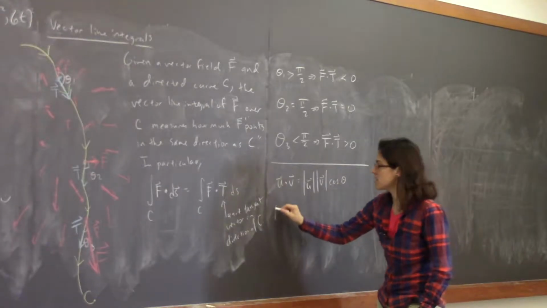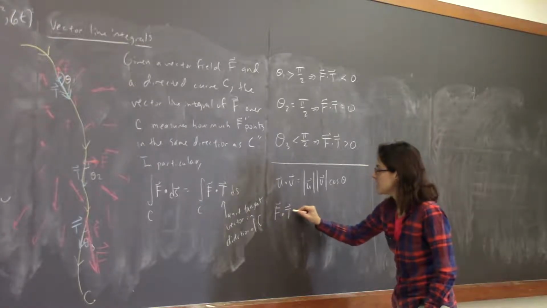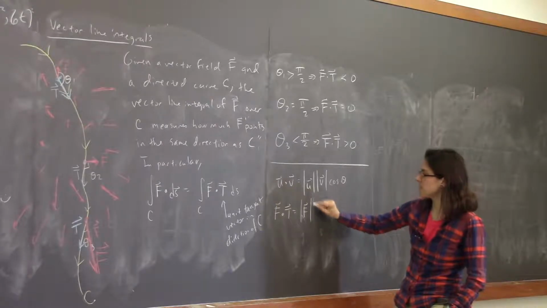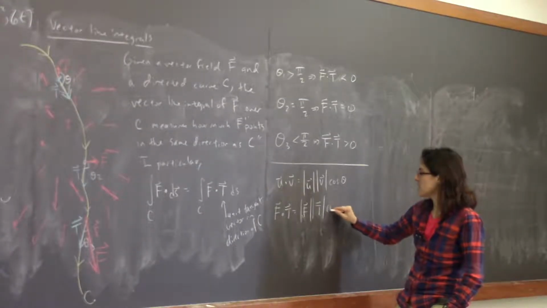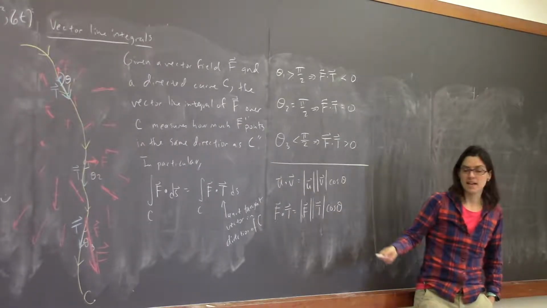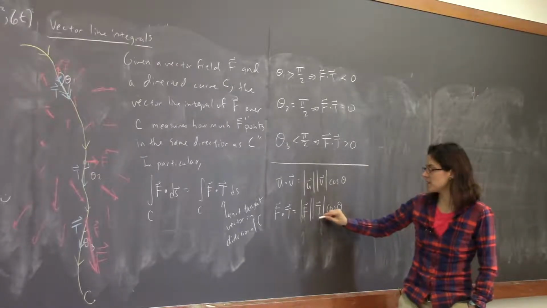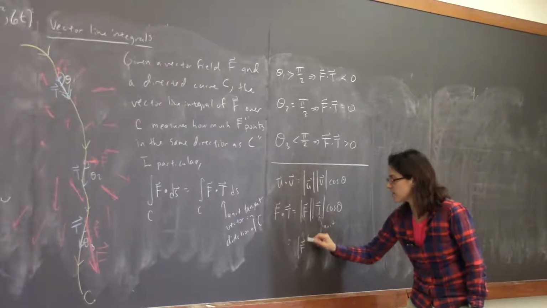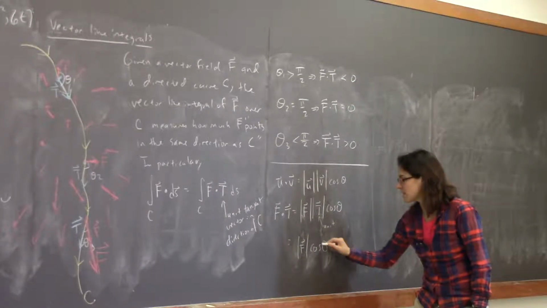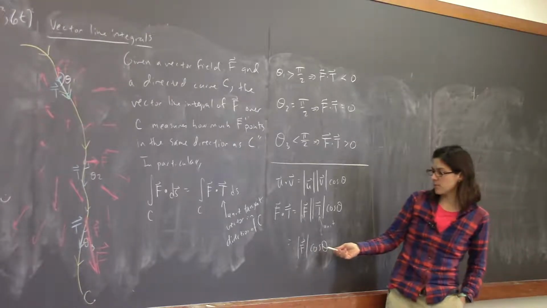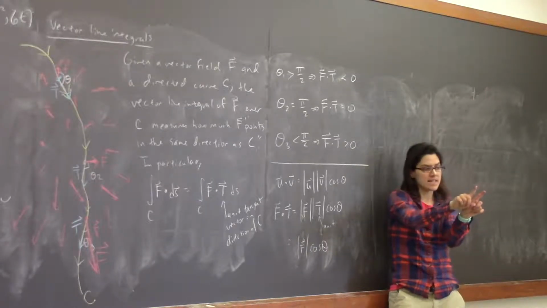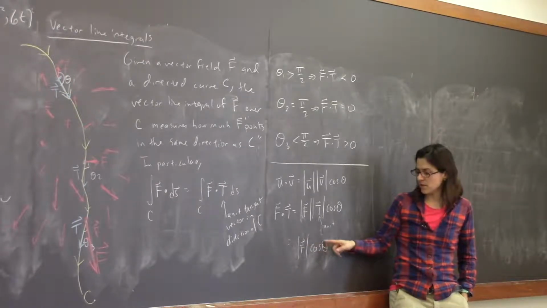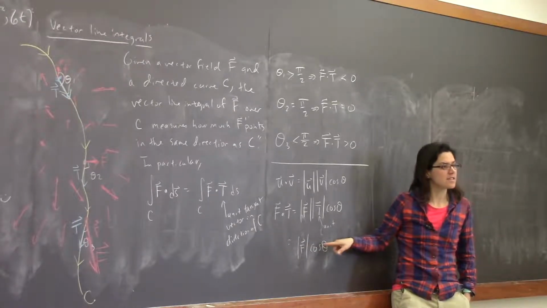So in our situation, we have F dot T. That's equal to the magnitude of the vector field vector times the magnitude of T times the cosine of the angle between them. And since our T is always a unit tangent vector, this is just the magnitude of the vector field vector times the cosine of the angle between them. So when the angle between them is between 0 and 90, cosine is positive, so this comes out positive. When theta is 90 degrees, this comes out to 0.